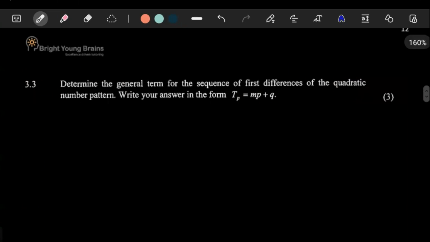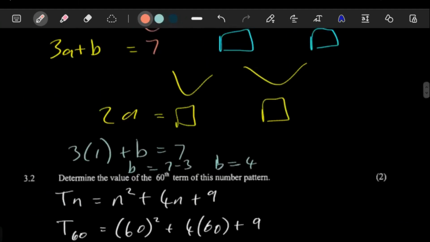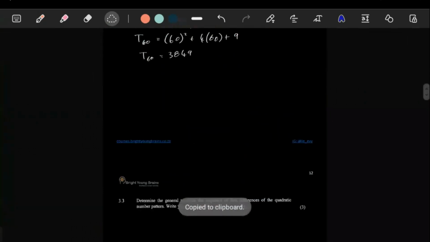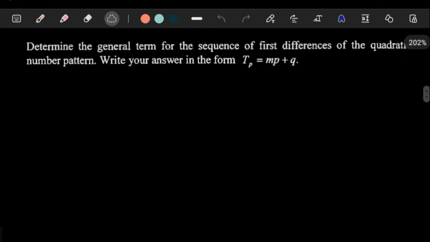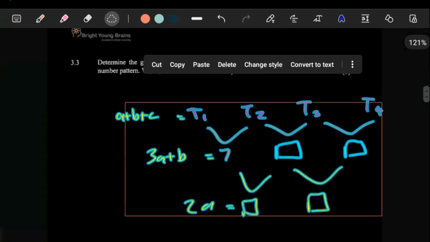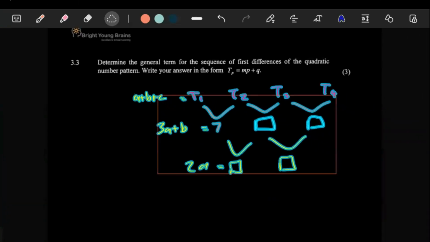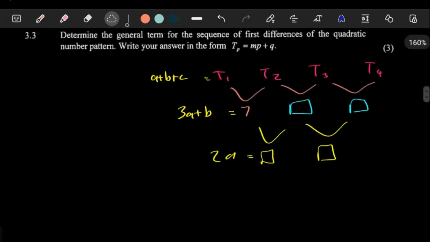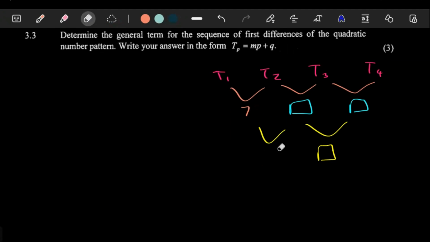3.3 says the following. Determine the general term for the sequence of first differences of the quadratic number pattern. Write your answer in this format. That's not so bad because from this structure, right, wait, let's see what we can do. So here we have the general term of the original number pattern. So that's good enough for us to put in values here so that we can get these. We don't even need the rest. All this is useless. Let's just remove it actually.